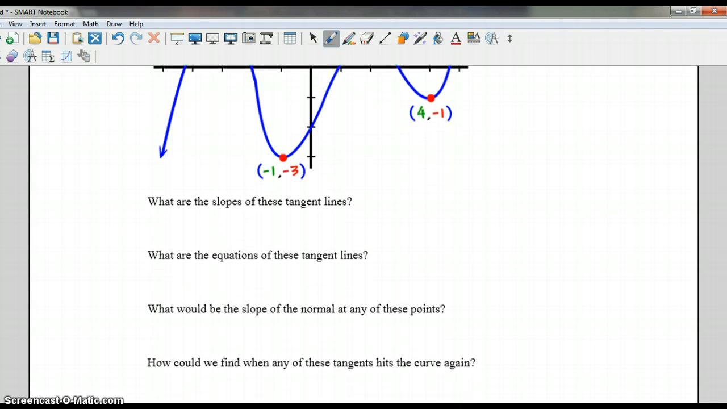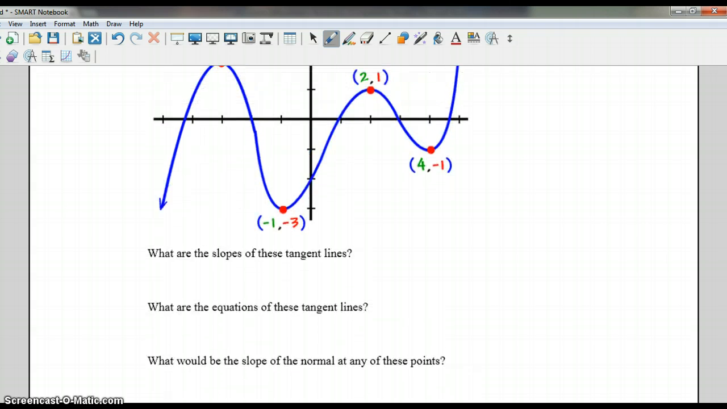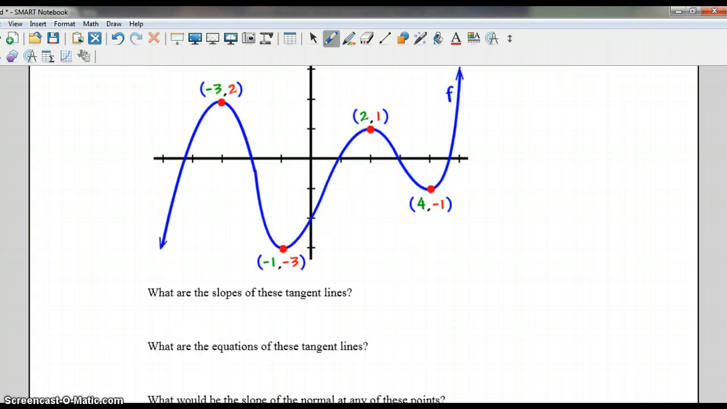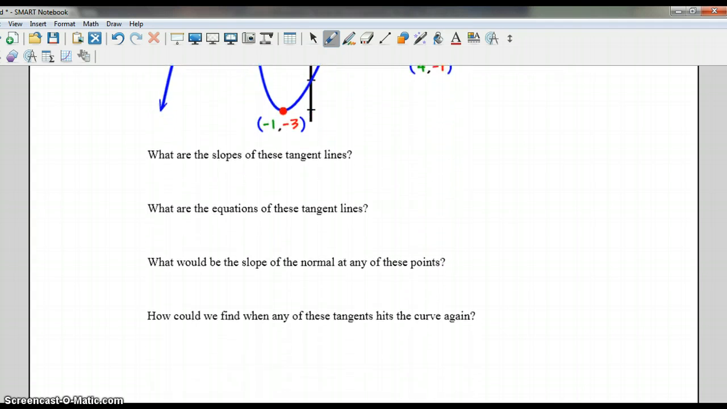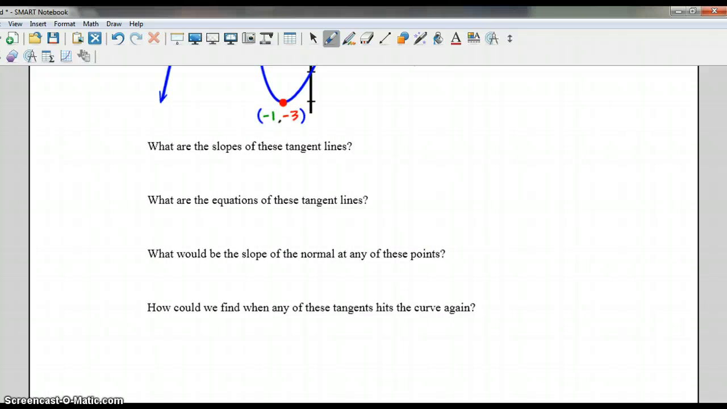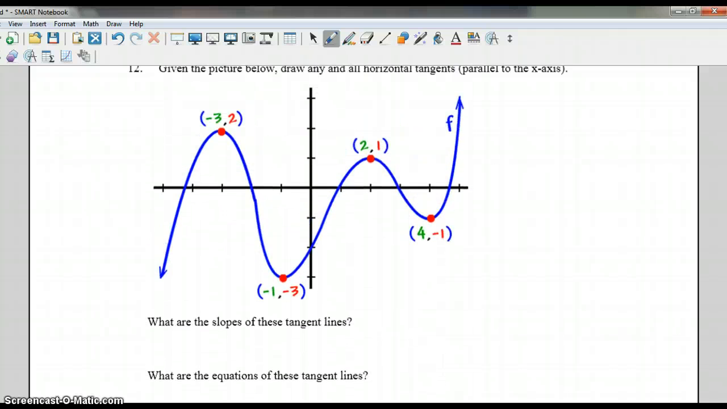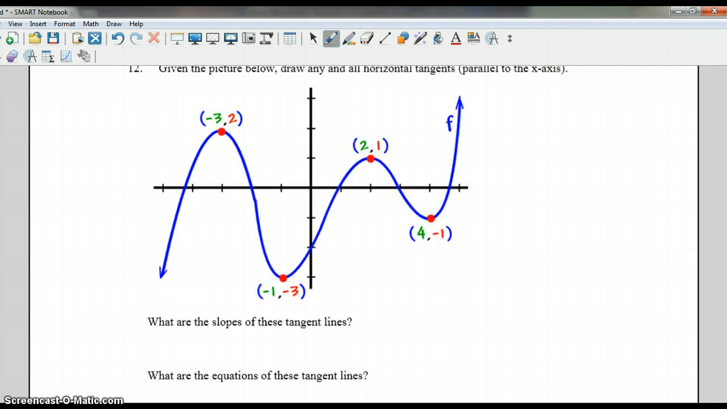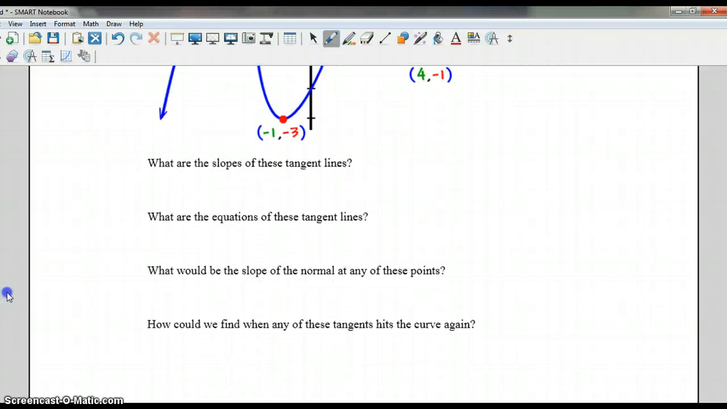What would be the slope of the normal at these points? So if I drew the normal, what's perpendicular to a horizontal line? And then last question, how could we find when any of these tangents hit the curve again? Anytime you are trying to find when one function meets another function, remember we always think to set those equal to each other because we want them to have the same y and the same x value when they intersect. I hope this helped.